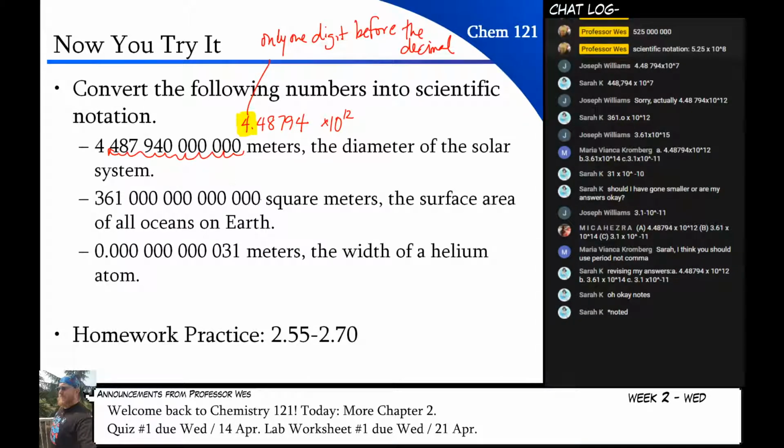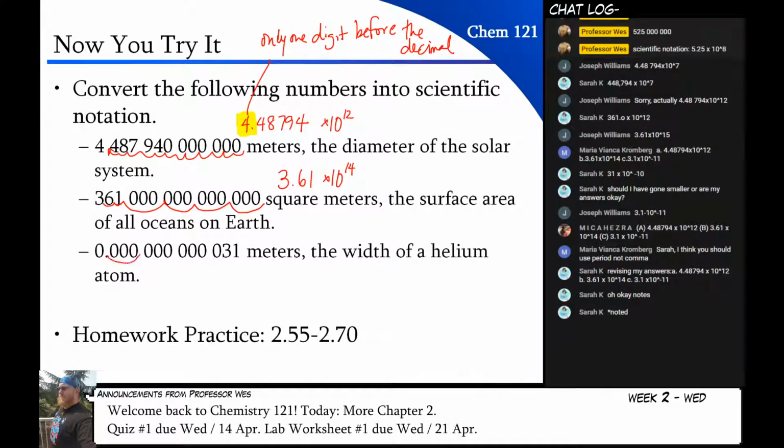All right, for B, 3, 6, 9, 12, 13, 14. So I'm going to have a times 10 to the 14 in here. And then I'll just put the rest of the numbers: 3.61 times 10 to the 14. That is a lot of ocean. A square meter's not big, and the ocean's a big place. The world is very large.